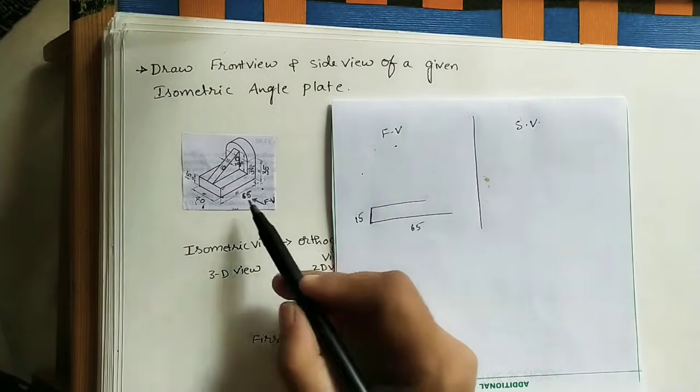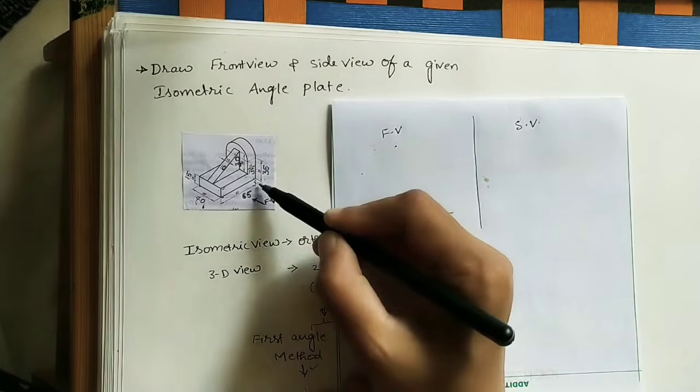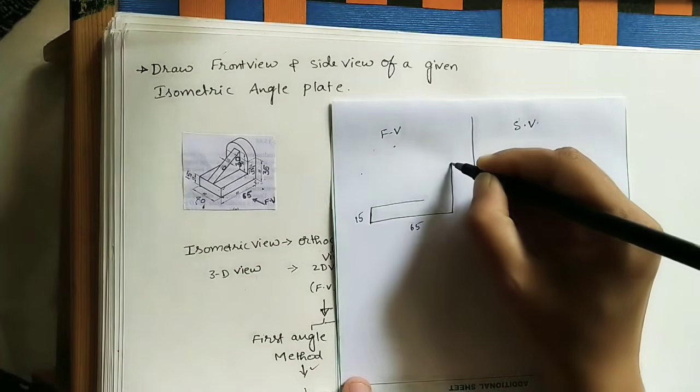After that we can see this thickness also, 15 mm thickness, like this. Do it up to some length; we don't know how much length yet. Just do it here. At this corner, do the 35 mm height that has been given. Just do 35 mm here.